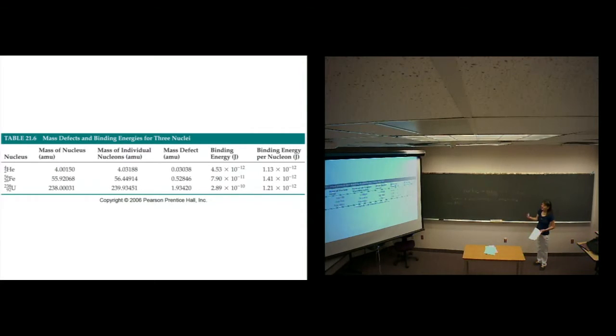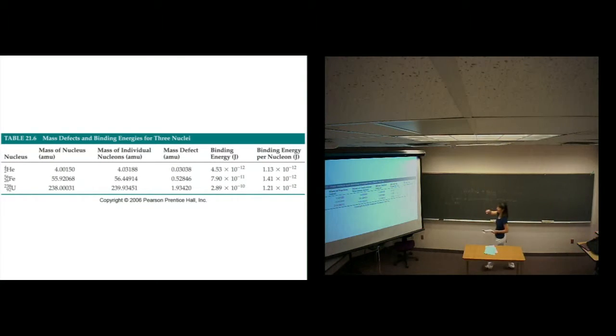And I need the mass of the nucleons. Well, there's the mass of the nucleus. Okay, so that's given to us. That's the 4.00150. So that's the mass of the nucleus. But I need the mass of the nucleons. Now, how am I going to get the mass of the nucleons if it was not given to us?